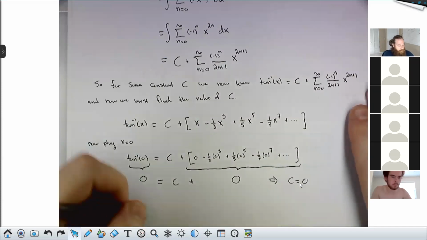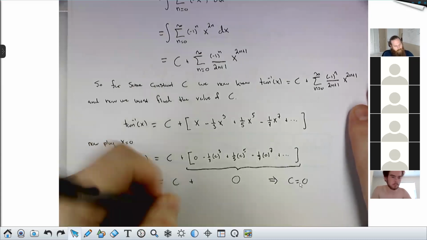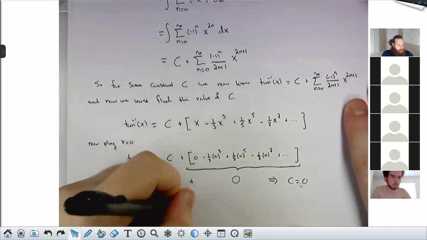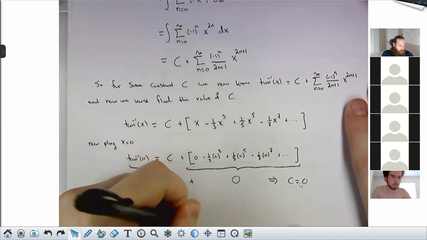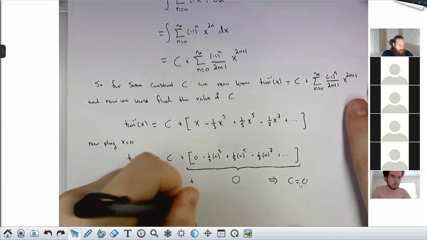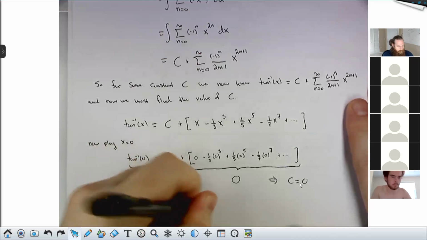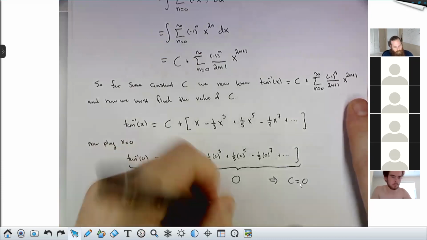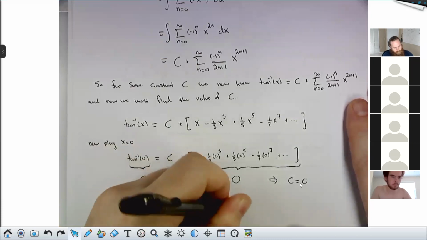So the power series for the inverse tangent function, you just take this formula and plug in c equals 0. So that c out front goes away. You get sigma n from 0 to infinity, (-1)^n over 2n plus 1 times x to the 2n plus 1.